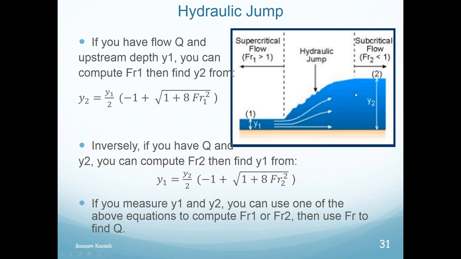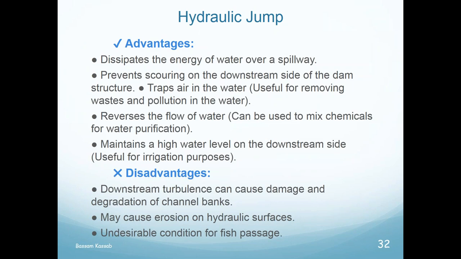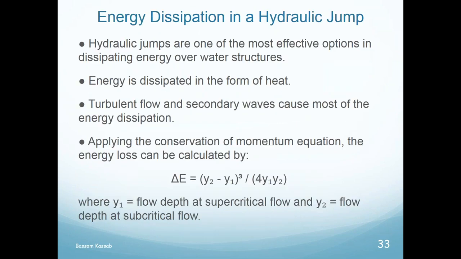And in the field, you may have measured Y1 and Y2, but you don't know the flow. A good way to know the flow in the channel is around the hydraulic jump. You can go and measure Y1, go measure Y2, and then use this equation, since you know Y1 and Y2, to find the Froude number at 2, and from the Froude number, you can find the velocity at 2, then you can find the flow at 2, because the flow Q is velocity times area, okay? So the hydraulic jump is a good tool to measure the flow in a channel. I won't have time to go now through the advantages and disadvantages of the hydraulic jump. Hopefully you'll go through them on your own.